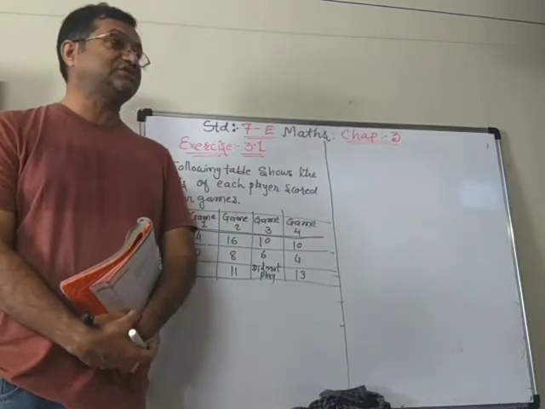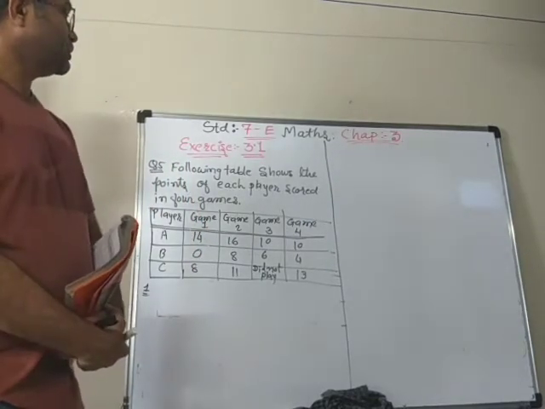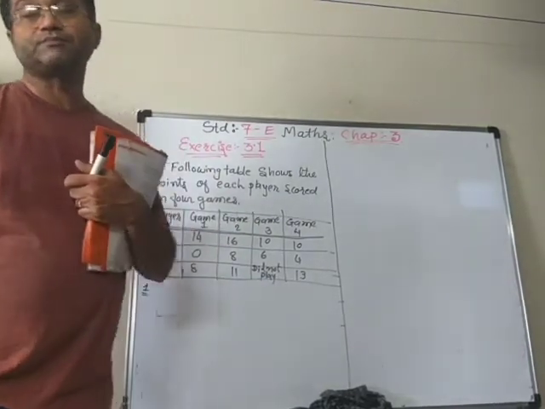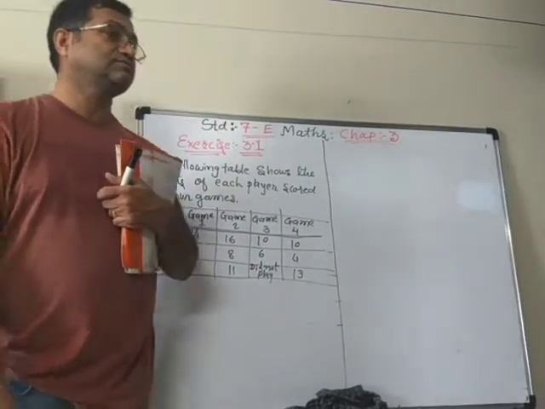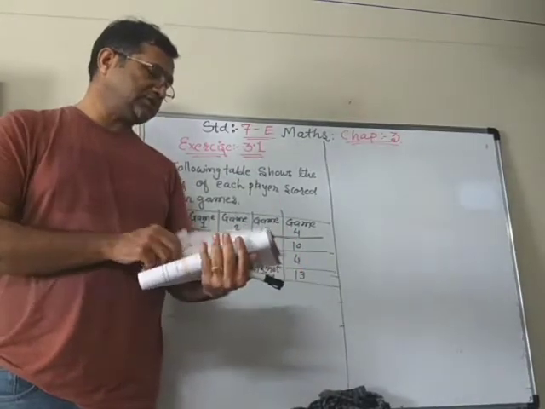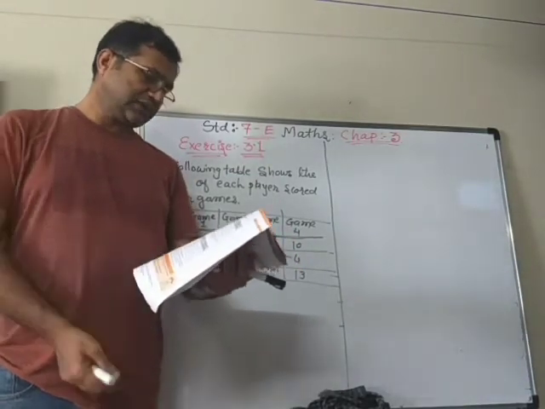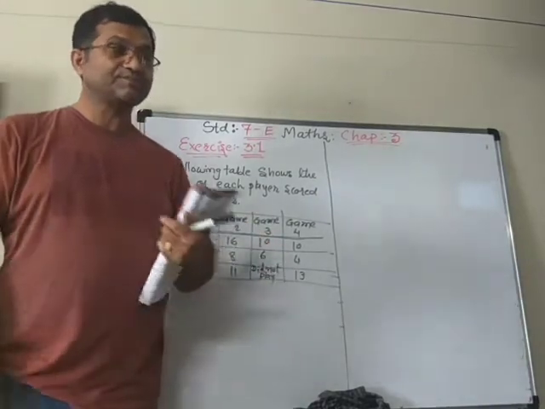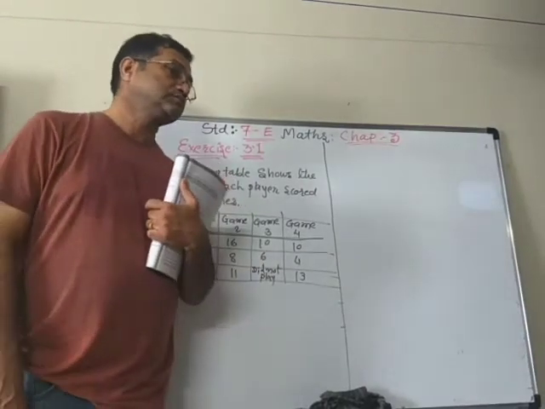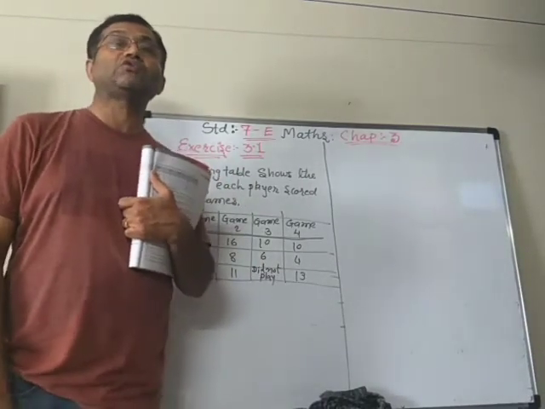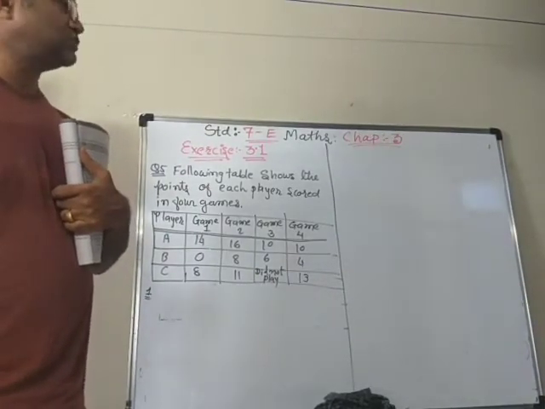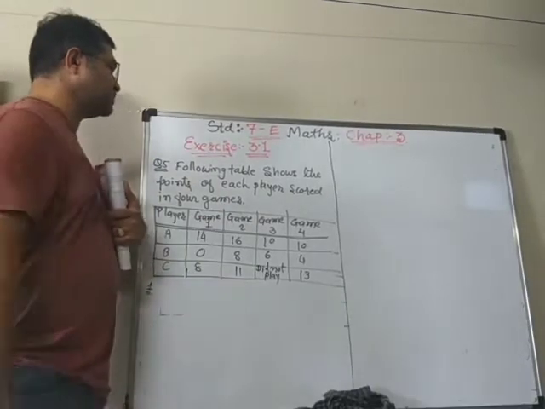In Maths Chapter 3 we are busy with exercise number 3.1 in data handling. In the previous sessions we learned about some important things like collecting data, organization of data, and then the representative value, in which we learned how to find the arithmetic mean and the range also.